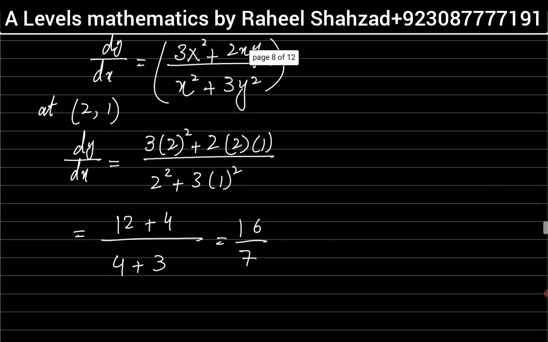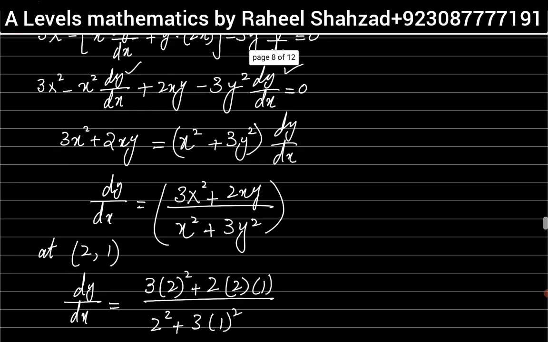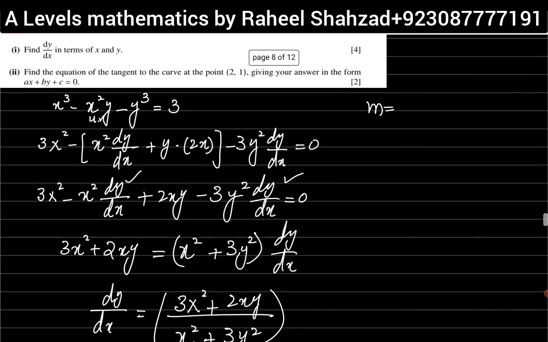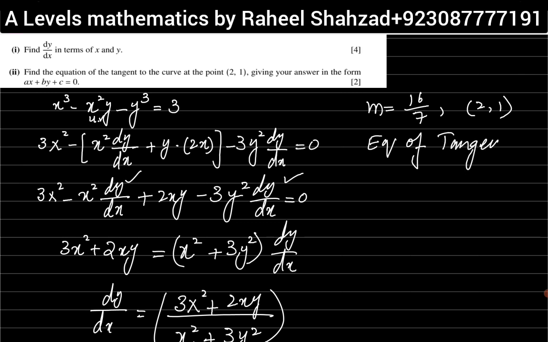So the slope is equal to 16 divided by 7 and the point is (2, 1), and we are asked to find the equation of the tangent. So you write the equation of the tangent: y minus y1 is equal to m into (x minus x1), right?